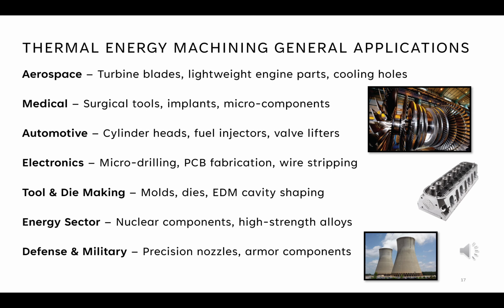Meanwhile, tool and die making heavily depend on EDM for cavity shaping. In the energy sector, especially nuclear, thermal machining is used for handling high strength and heat resistant alloys. These processes are also widely used in military applications where precision and performance are critical.